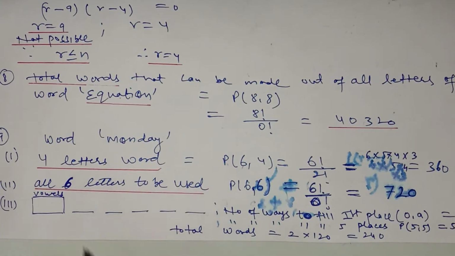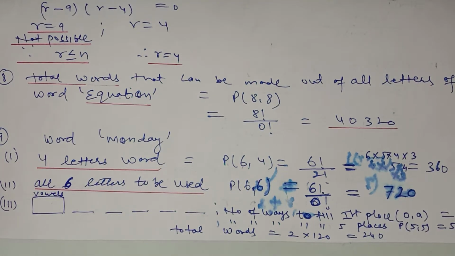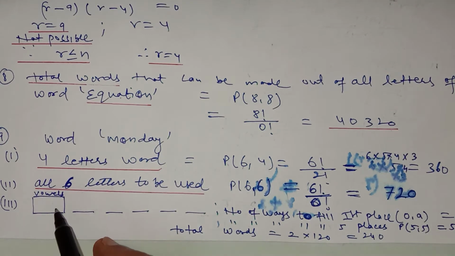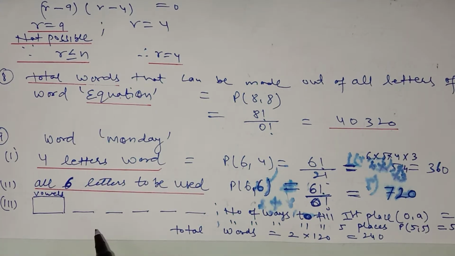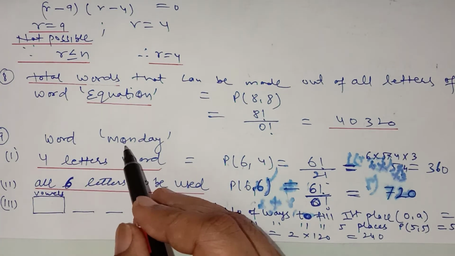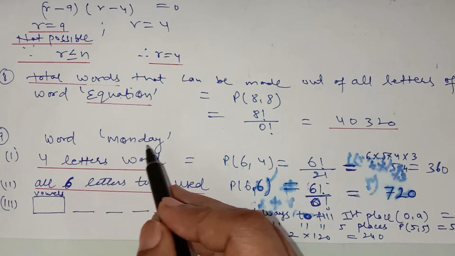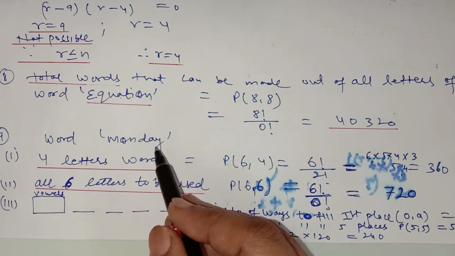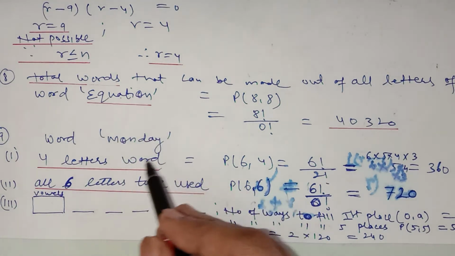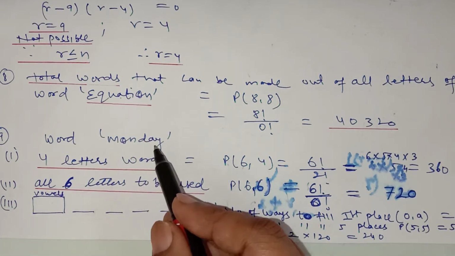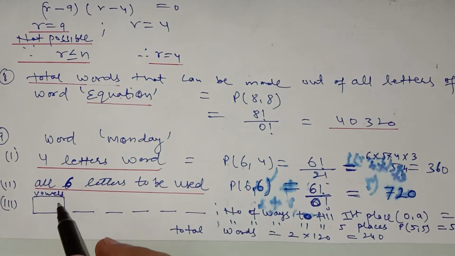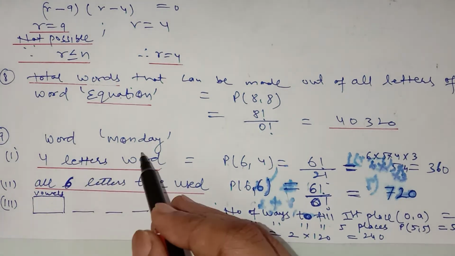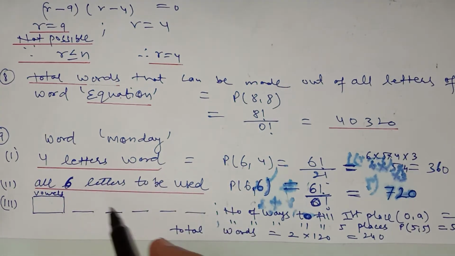Now in the third part, you have to make the word in which the first alphabet should be a vowel. See it very carefully. The first alphabet should be a vowel. So how many vowels are there in this word MONDAY? O and A. There are 2 alphabets which are vowels, and we have to use only these 2 vowels at the first place of this word MONDAY, in which we have 6 alphabets.